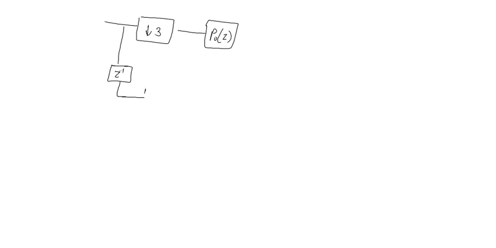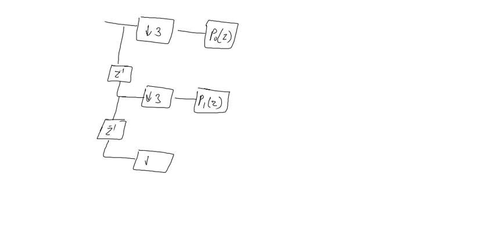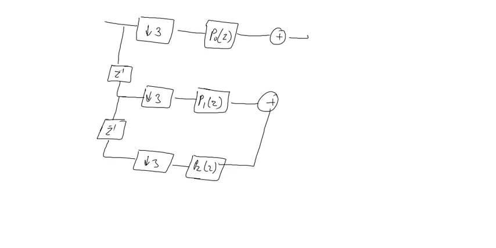Then next we have interchanged the decimation process and the filtering process, and this will be your third one. This will be P2 of z, and this will be y of m.